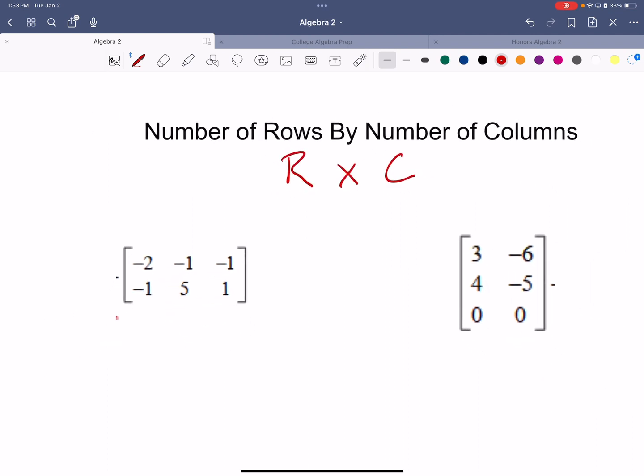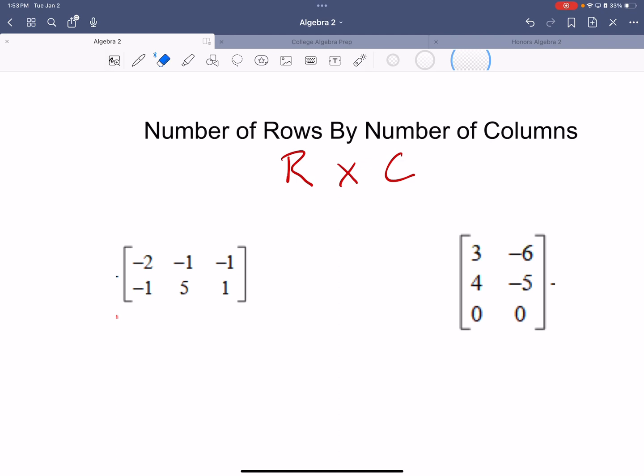So if we look at these two matrices, and I'll give you a couple seconds to write them down. And we want to put dimensions to these. Again, there are no lines. These are just separations. It's -2, -1, -1, that's my first row. -1, 5, 1, that's my second row. -2, -1 is my first column. -1, 5 is my second column. And my third column is -1, 1.